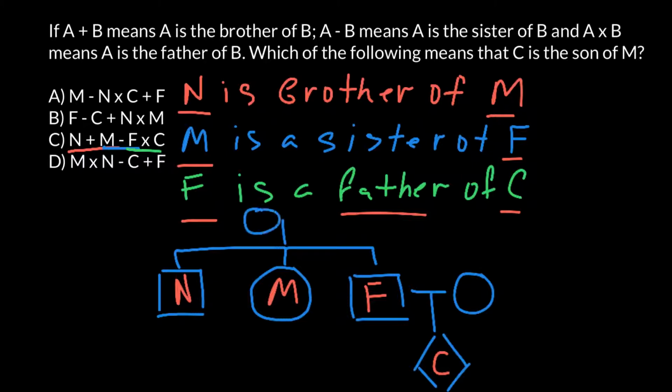Again, we can put a mother and father of these siblings. Now we have to find whether C is a son of M. Do we see here that C is the son of M? Actually, we do not. We see that C is a child, sex not specified, of F, and M would be an aunt of this child. So let's check the last answer.